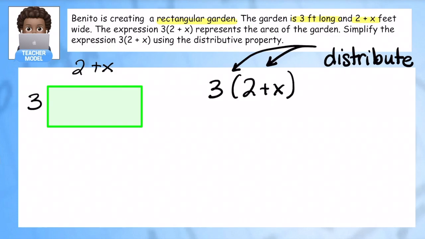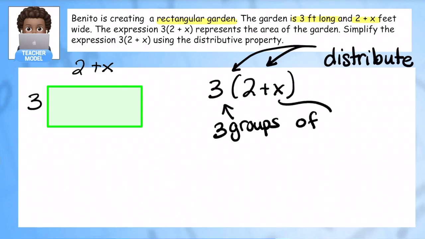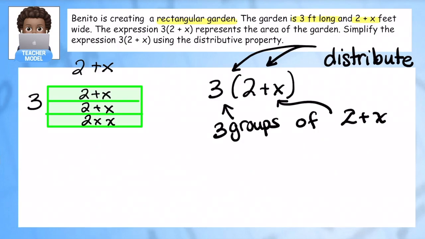So we're going to see this. What this tells us, this 3 on the outside, is telling us that there are groups. There are 3 groups of 2 plus x. That's what this tells us when I read this expression. So I'm going to look at my little garden for a second, and what I physically see are 3 groups of 2 plus x. So inside the garden I have 2 plus x, 2 plus x, 2 plus x. You can see my 3 groups of 2 plus x.